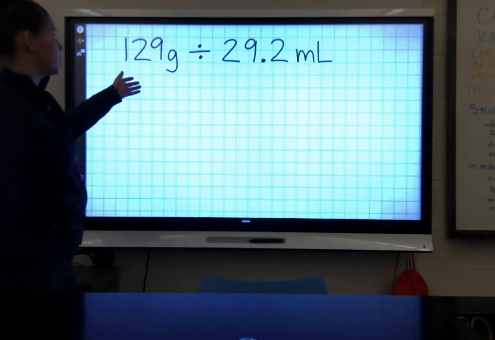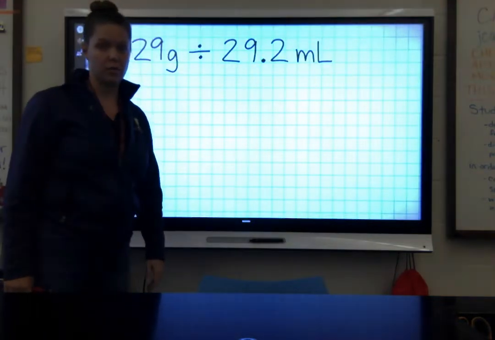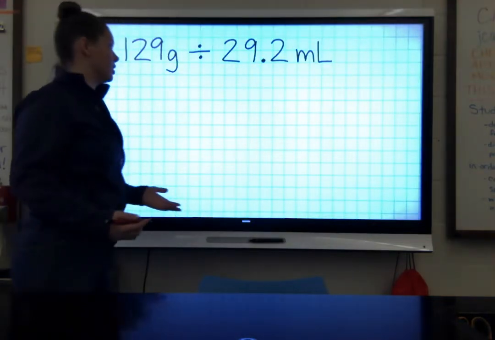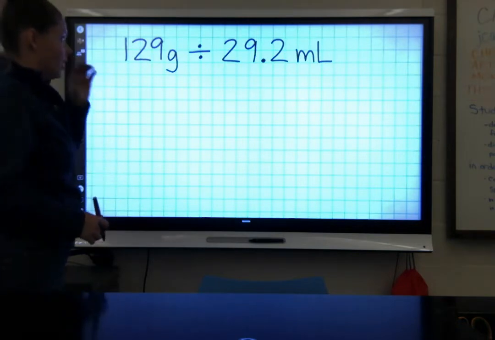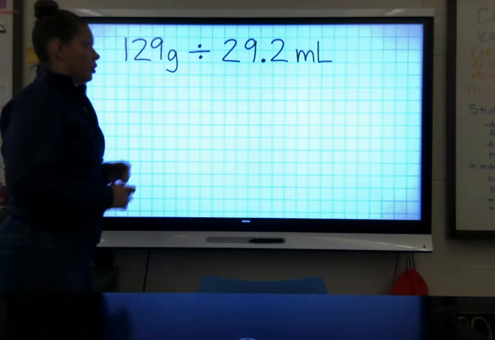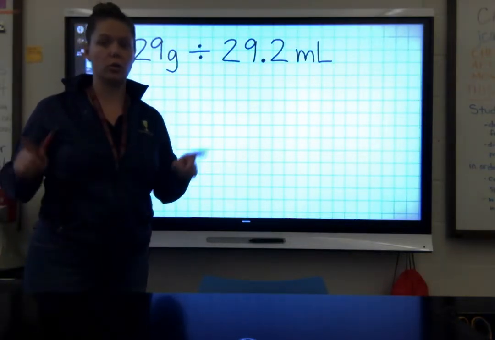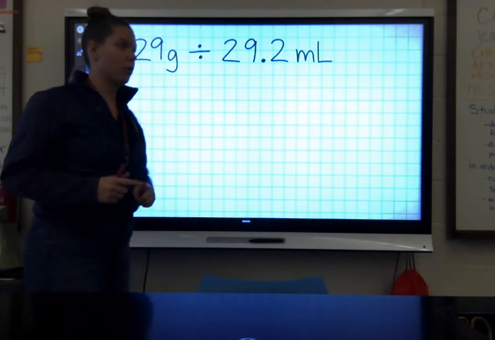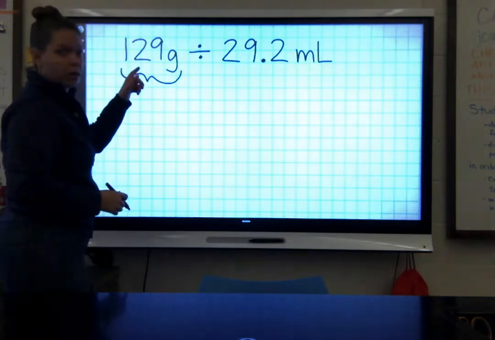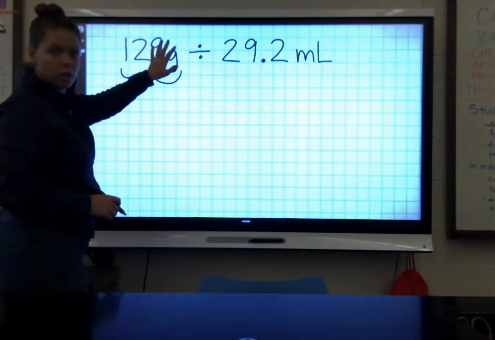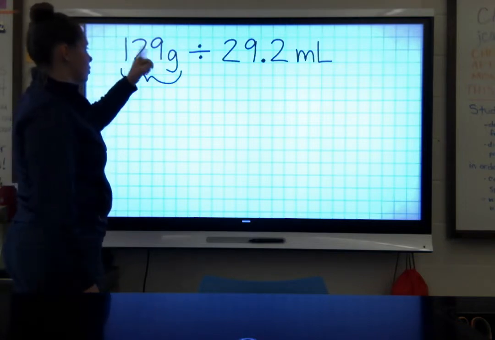So we have 129 grams divided by 29.2 milliliters. To set it up simply, you're just going to plug into your calculator 129 divided by 29.2. Our rule for division or multiplication is we're going off of total number of significant figures. So first things first, how many significant figures are in this number here? We have no zeros, so we don't have to worry about the leading zero rule, and it is 1, 2, 3 digits.